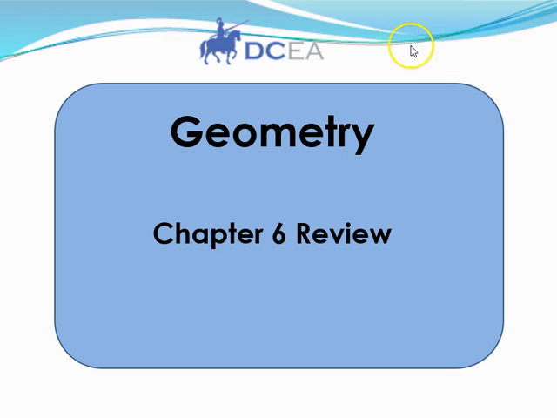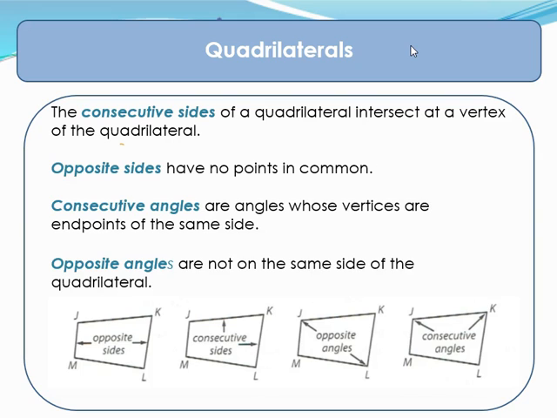Geometry, Chapter 6 Review. We'll be talking about quadrilaterals, parallelograms in this unit. So let's review quadrilaterals. Quadrilaterals have consecutive sides that meet to form a vertex. So you'll have two sides that are adjacent to each other, and there will be a vertex in between them. So there will be a point in between. So your sides would be JK and LK, and the point would be point K.